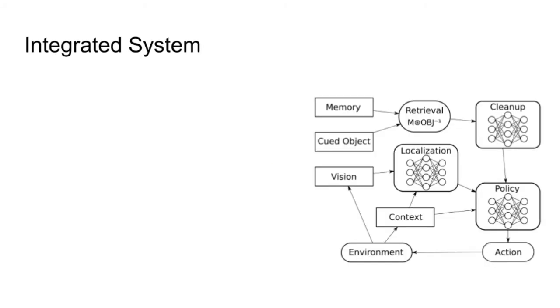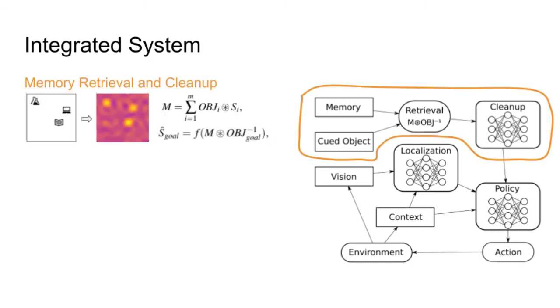The next experiment demonstrates how a complete navigation system can be created using spatial semantic pointers as the underlying representation. The task is as follows. Given an environment containing many known objects, navigate to a particular cued object using local sensor information. One component is the memory itself, along with a retrieval mechanism and a network to clean up a potentially noisy representation.